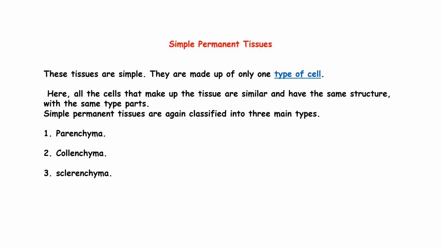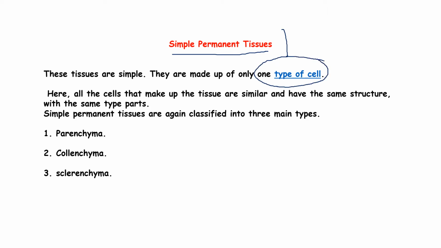Dear students, today we are going to discuss simple permanent tissues and its types. Now, what are simple permanent tissues? As we have already discussed in the previous lecture, simple permanent tissues are basically those permanent tissues which are made up of only one type of cell.